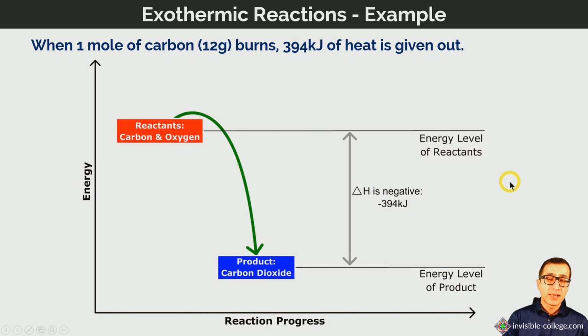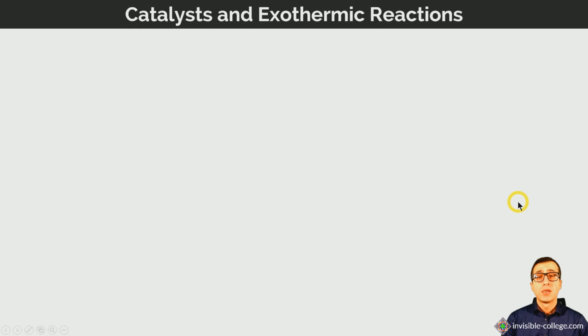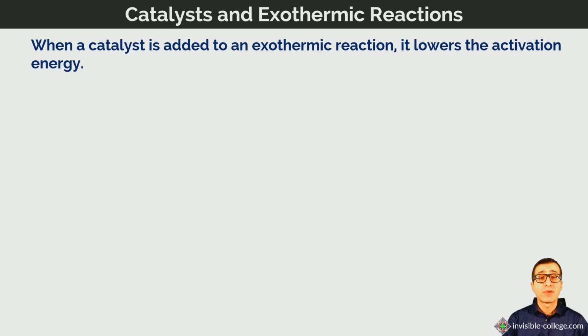So in a later lesson of this topic, we're going to be looking at the role of catalysts in speeding up chemical reactions, and as we'll see, catalysts do so by changing the reaction profile, by changing the amount of activation energy required and making it lower. So when a catalyst is added to an exothermic reaction, it lowers the activation energy required for that reaction.